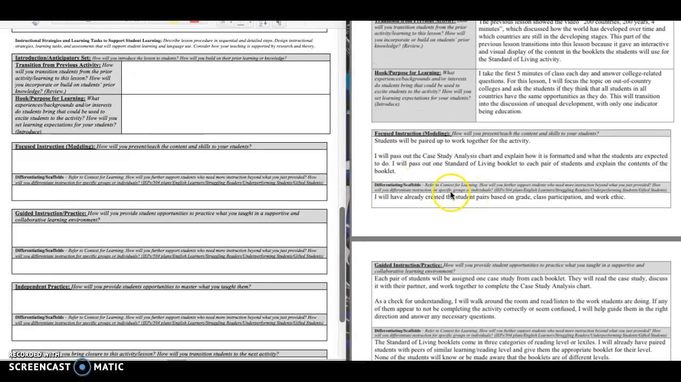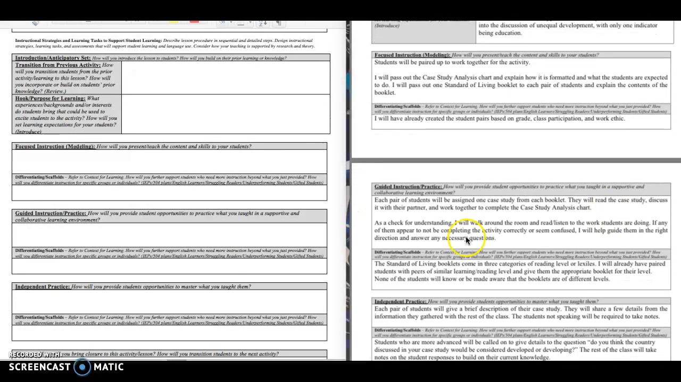And then she had differentiating scaffolds, which is super important, which is pretty much how she's going to have differentiation for students who need a little bit more help than others, or have maybe a learning disability or something along that range, something that's going to help them get the content more accessible for them.